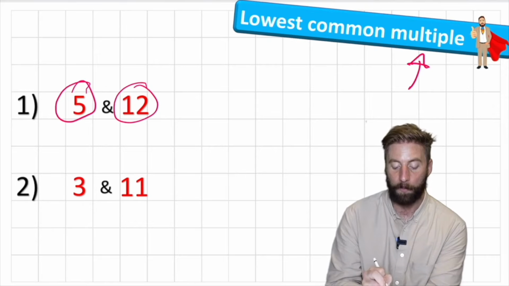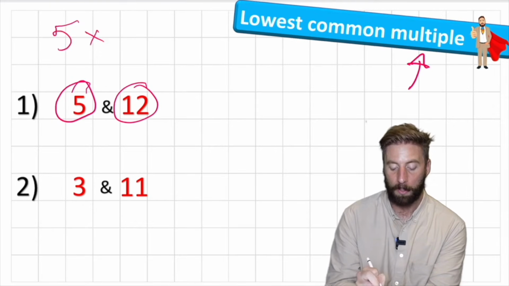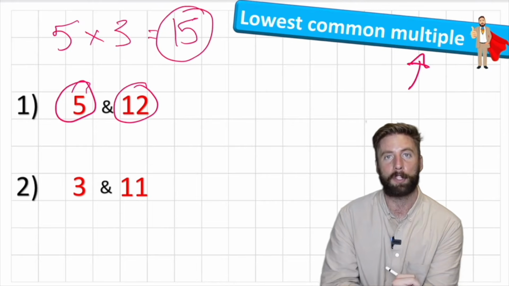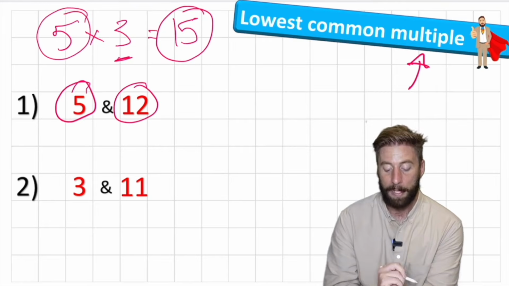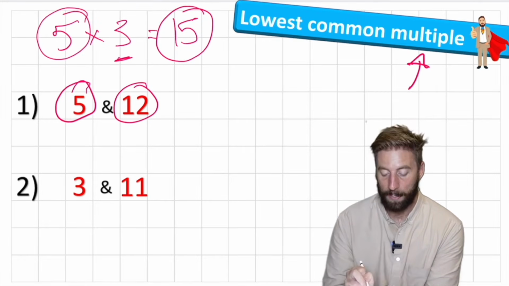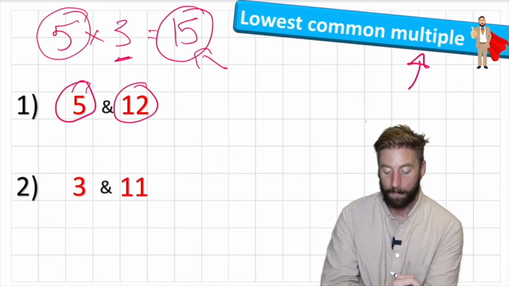So for example, 5 times 3 equals 15. 15 is the product, 3 was the integer we multiplied our number by, and therefore 15 is a multiple of 5.